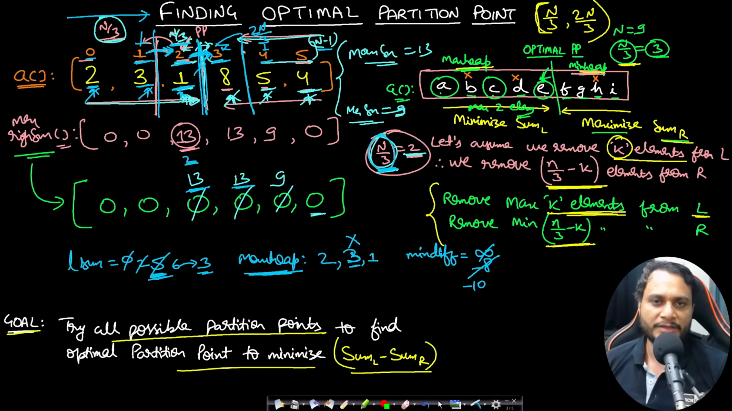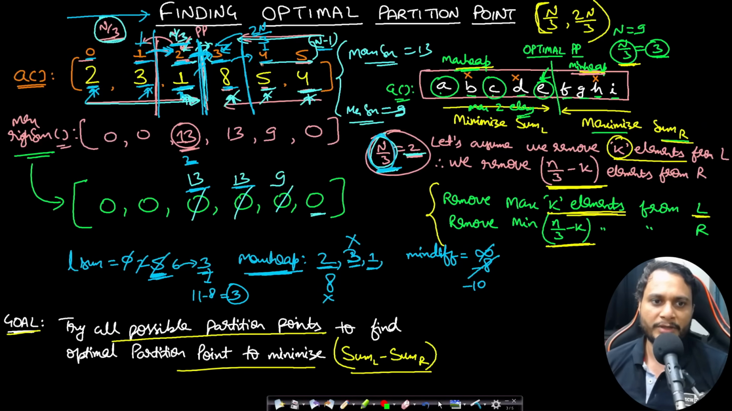When you move to this index 3, then this 8 will be added into the max heap, and 8 will be updated in the sum. This becomes 11. And now the number of elements is greater than n by 3. So you remove the max heap top element, and you are left with only 2, 1. So here the sum will be updated, and this becomes 3. Now the left sum is 3.